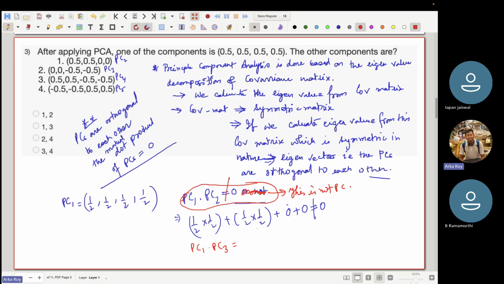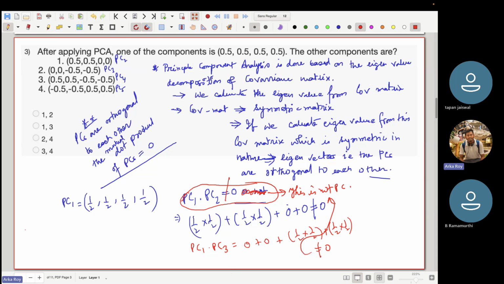So over there as well, you can see that the initial two components would be 0 in the dot product, but the later components would be half multiplied with half and half multiplied with half. So again, this is not equal to 0. So the answer is again, this is not a PC.